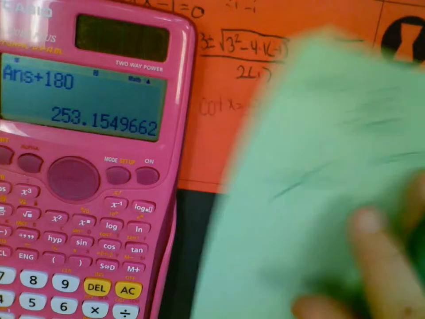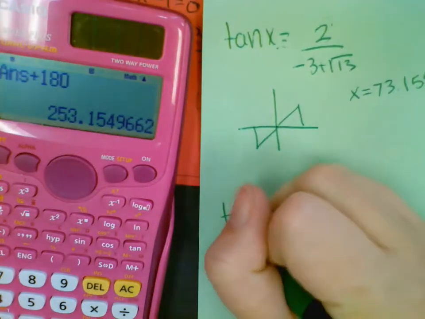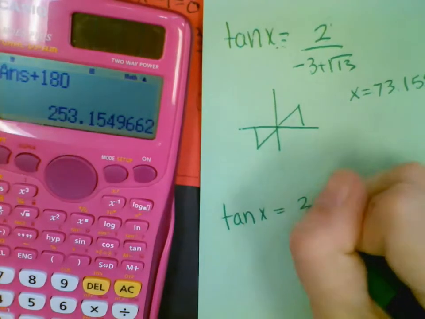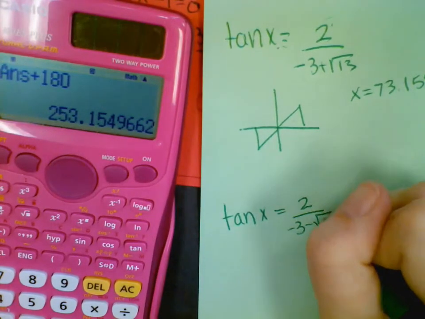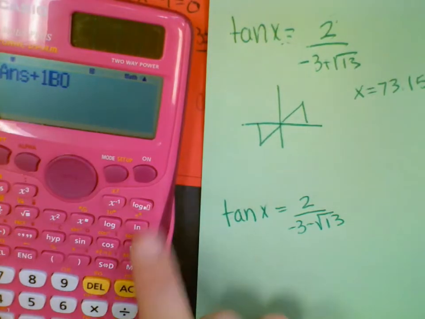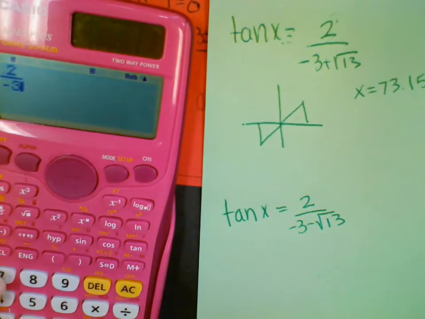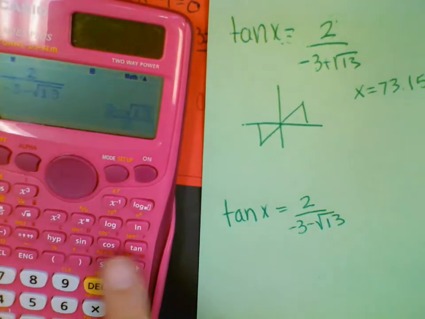So now we have to do the minus. So I'm going to flip this one again. So now I have the second half, tangent of x equals 2 over negative 3 minus root 13. So I'm going to type it back in. I'm trying to go back, but it won't let me. Okay, so 2 over negative 3 minus the square root of 13.